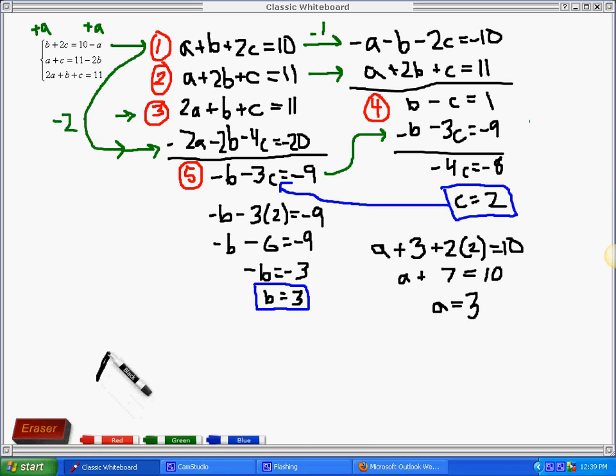So now, if I write my answer as an ordered triple, I end up with 3, 3, 2.